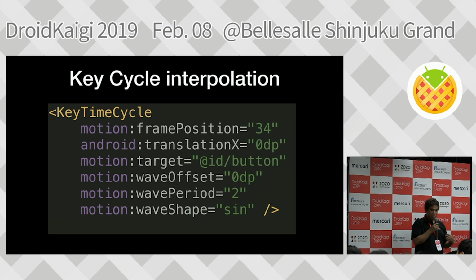It's going to specify the target. In this case, it's some particular button. The wave offset, which will allow you to shape the wave, and we'll talk more about that. The wave period. In time cycles, the period is frequency, so it's actually saying the hertz. And then the wave shape, in this case, a sine wave.